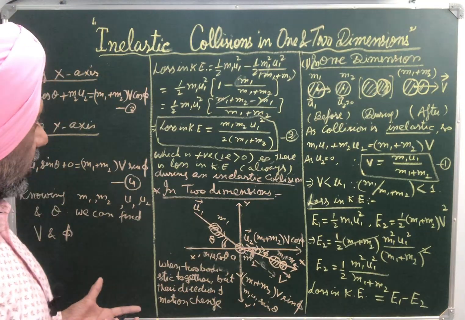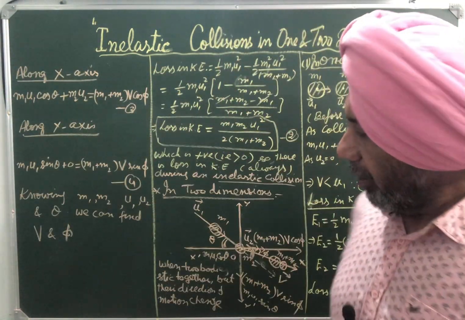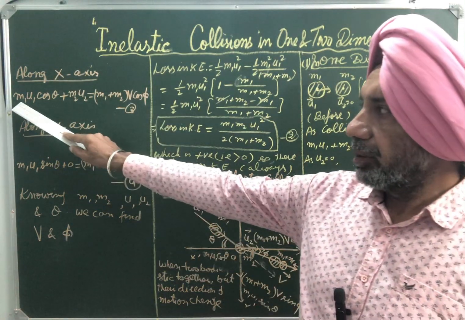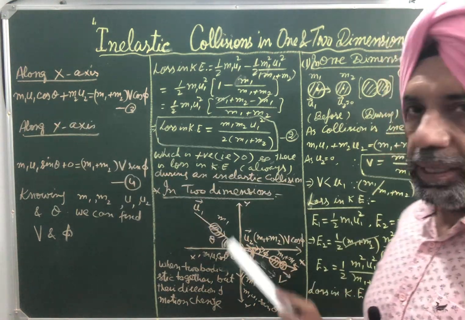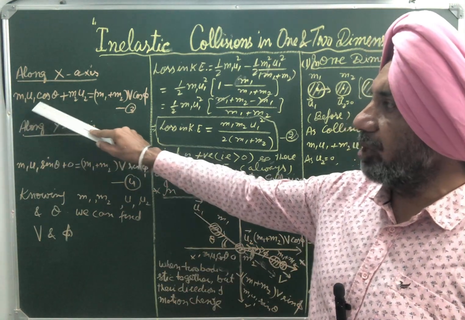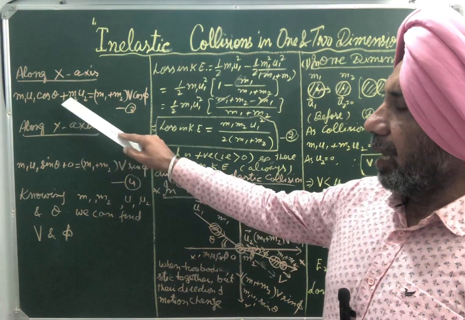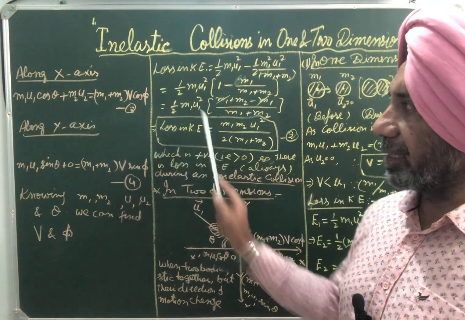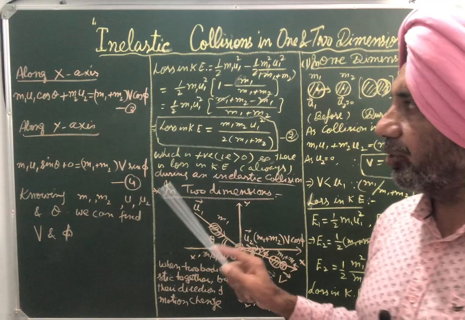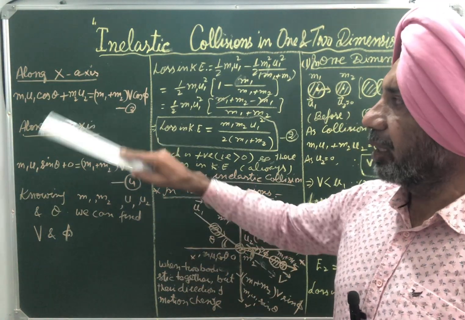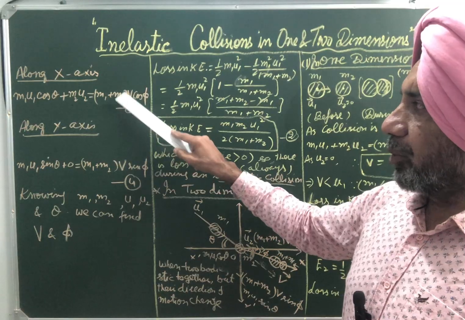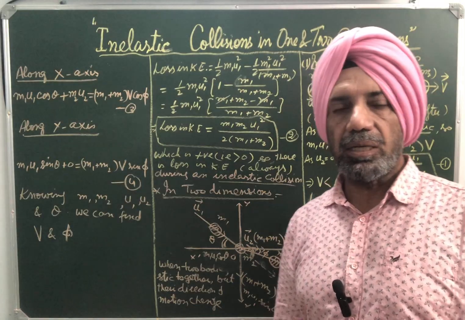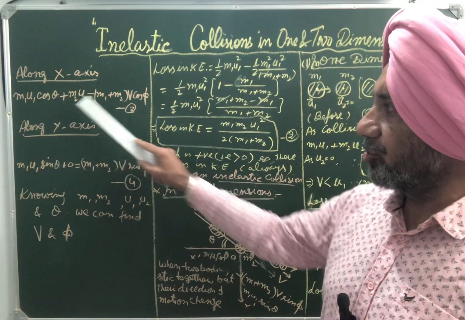Okay. Now along x-axis, by applying law of conservation of linear momentum, before collision, what is the momentum of the first body of mass m1? m1 u1 cos theta along x-axis plus m2 u2. This is the momentum of body of mass m2 along x-axis because it was moving along x-axis before collision with velocity u2, is equal to m1 plus m2 into v cos phi. So this is the total momentum along x-axis of both the bodies after collision. So this is equation number 3.